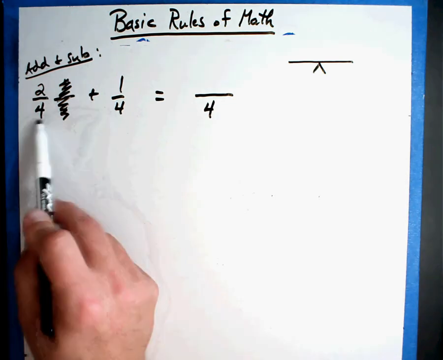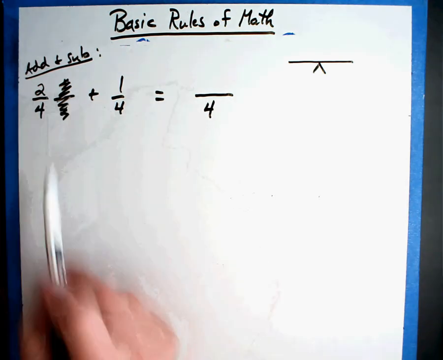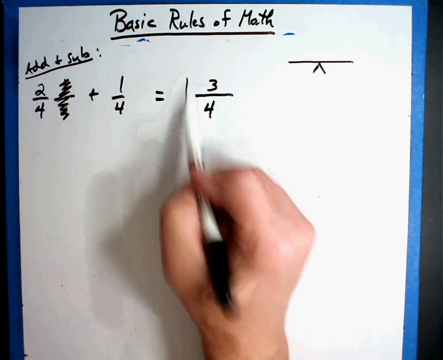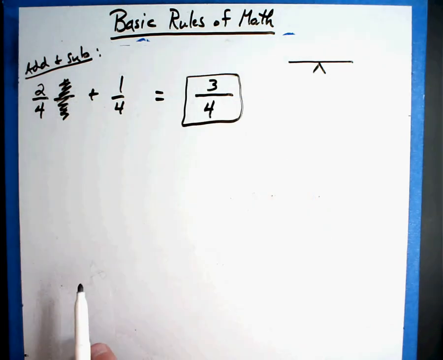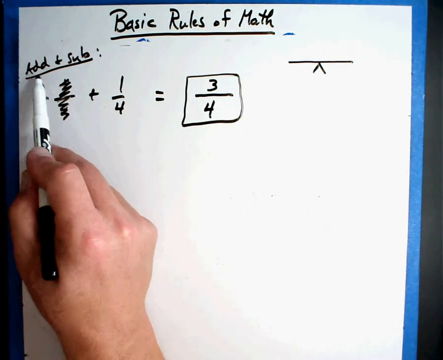Now they both have a 4 on the bottom. All you have to do is add the top numbers. 2 plus 1 is 3. My answer is 3/4. That's how you do fractions for addition.